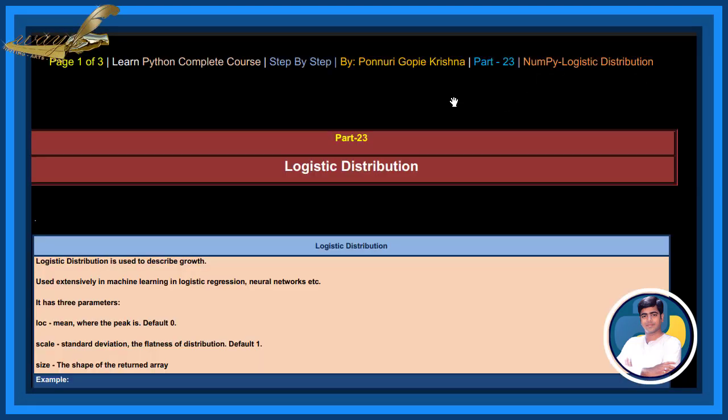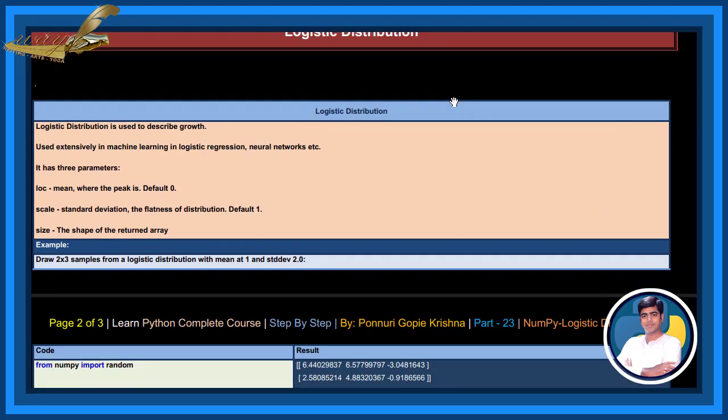In this session, let us learn about logistic distribution. Logistic distribution is used to describe growth. Used extensively in machine learning, in logistic regression, neural networks, etc.